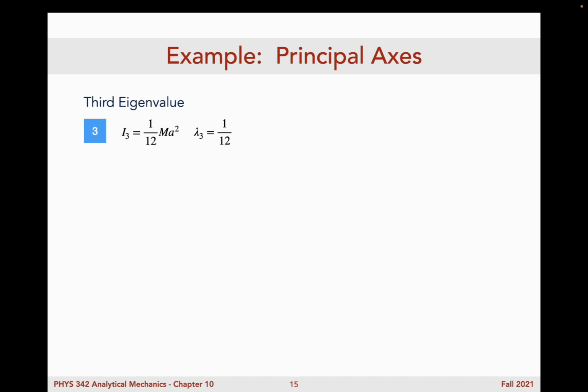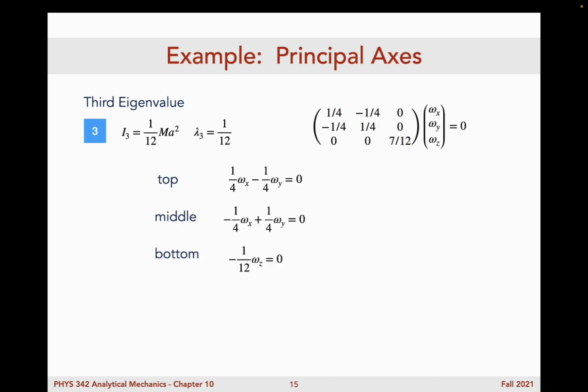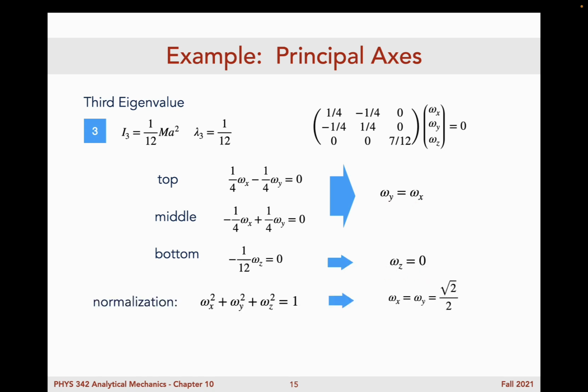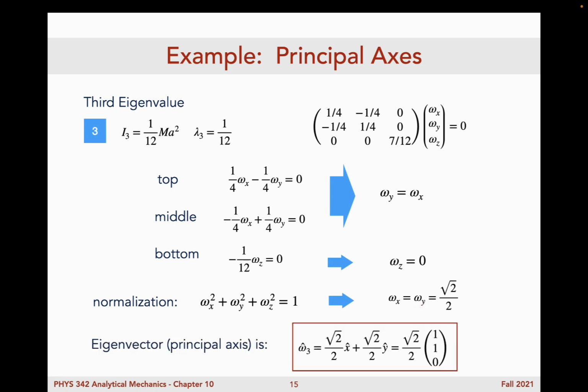Lambda 3 is 1/12. I've already plugged the 1/12 into the diagonal. Here are our equations. The first two tell us that omega y equals omega x. This one again tells us omega z is 0. Normalization: same calculation as before. We now see that omega x equals omega y equals square root of 2 over 2. So this eigenvector points in both the positive x and positive y direction.